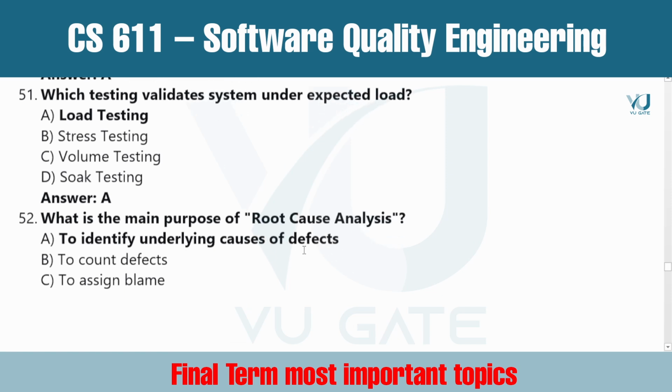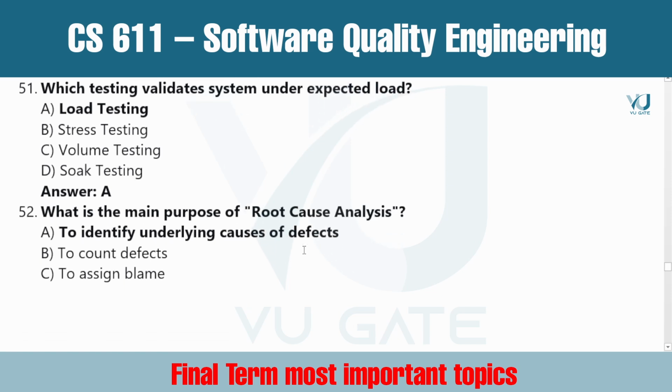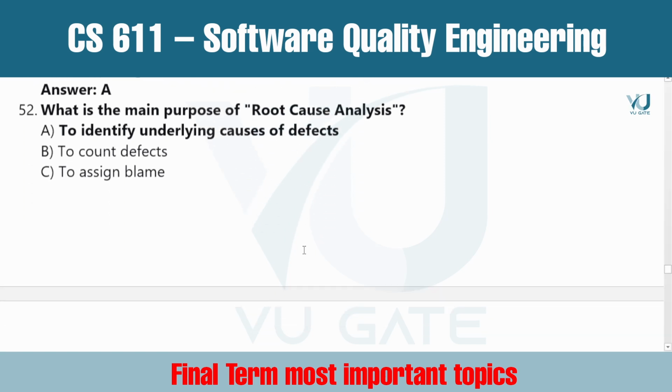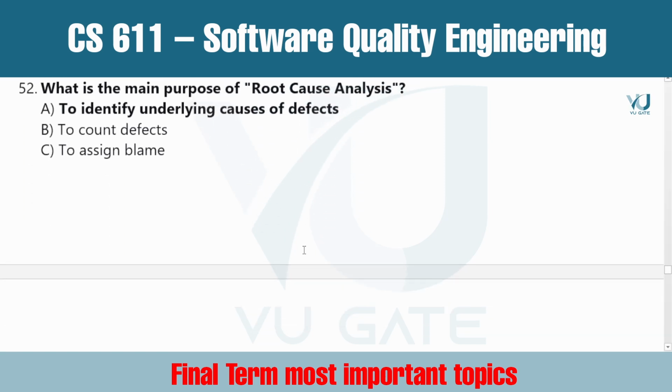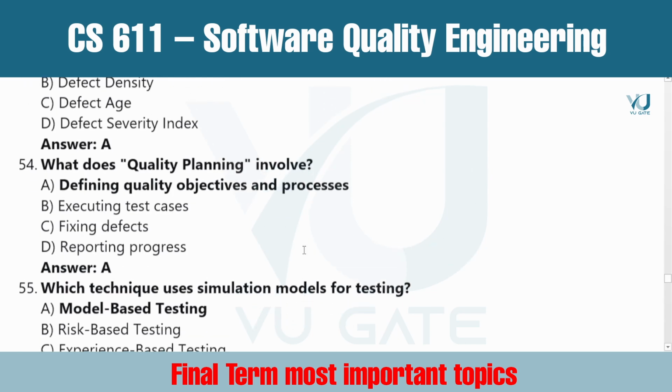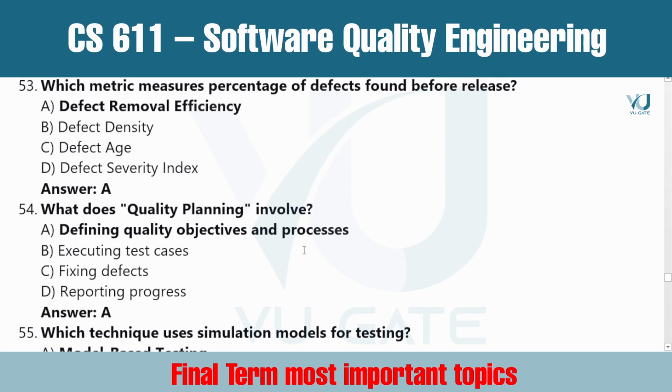Question 51. Which testing validates system under expected load? The correct answer is option A, load testing. Question 52. What is the main purpose of root cause analysis? The correct answer is option A, to identify underlying causes of defects. Question 53. Which metric measures percentage of defects found before release? The correct answer is option A, defect removal efficiency.